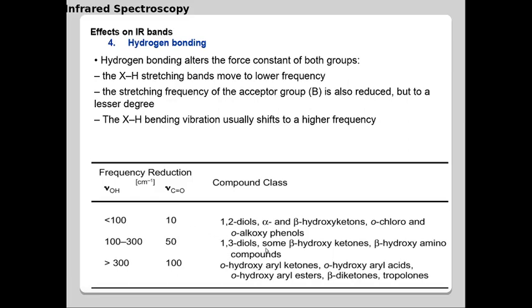In compounds such as 1,3-diols, some beta hydroxyketones, and beta hydroxy amino compounds, hydrogen bonding reduces the OH stretching frequencies by between 100 and 300 centimeter inverse, whereas the carbonyl stretching frequencies in these molecules will be reduced by about 50 centimeter inverse. Whereas for molecules such as ortho-hydroxyaryl ketones, ortho-hydroxyaryl acids, ortho-hydroxyaryl esters, beta diketones, and tropolones, hydrogen bonding significantly reduces the OH stretching frequency by more than 300 centimeter inverse, and the carbonyl stretching frequency could also be significantly reduced by about 100 centimeter inverse.